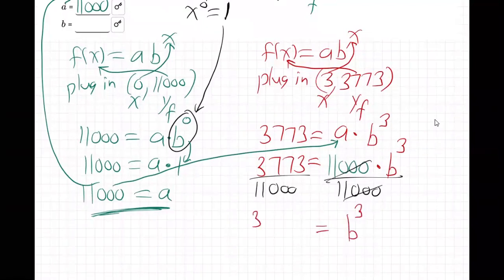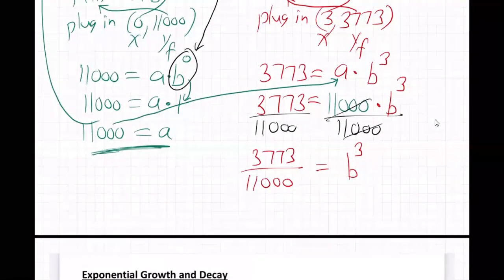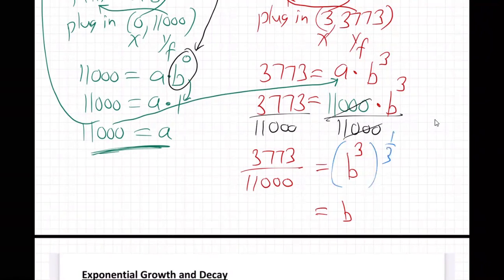So b to the 3rd is 3,773 over 11,000. I'm just going to leave it as a fraction for now. I'll do all my calculations in a minute. And then I want to find b. How do I turn this into just normal, regular b? Well, we do the 1/3 power, or you could have done 3rd root to both sides, right? Whatever you do to one side, you've got to do the same thing to the other to keep the balance, keep them equal. So you can do a 3rd root or a 1/3 power. It works out the same either way.